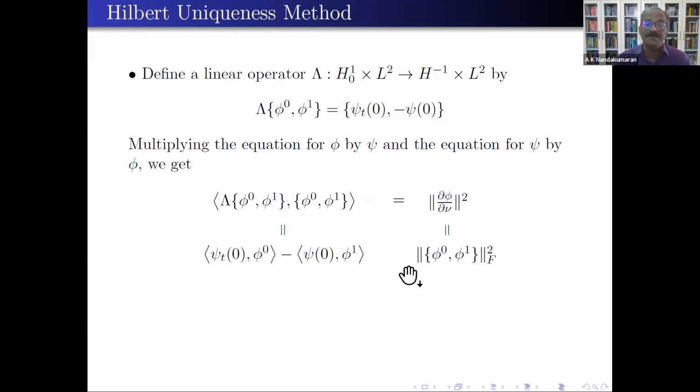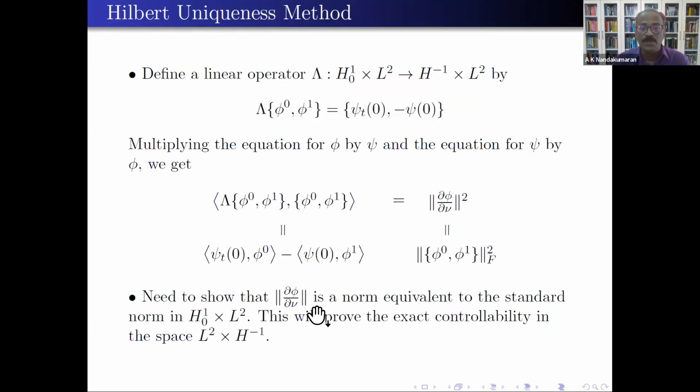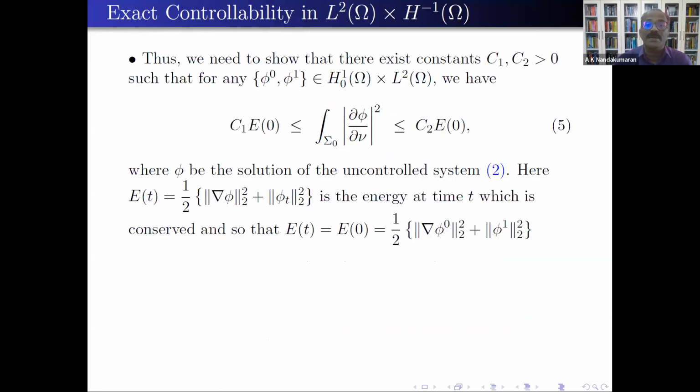So this immediately shows that if you want an isomorphism, you have to show that this is a norm equivalent to the norm in the standard space, H1 naught of M. This will prove the exact controllability in this very, very weak space. So you get the controllability in an extremely big space, L2 cross H minus 1, because you are getting an isomorphism here. Basically, you want to estimate this in terms of that, because this is only information at the boundary, or even a part of the boundary, not even the entire boundary.